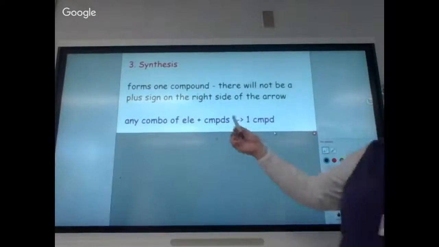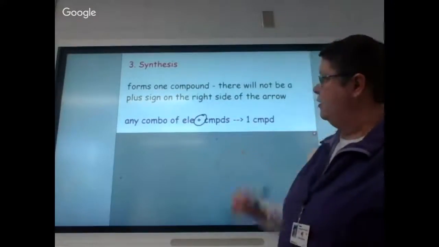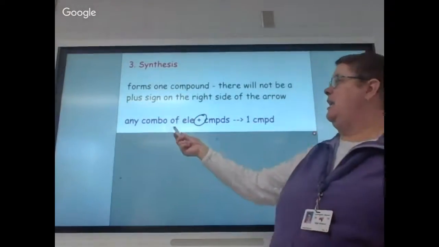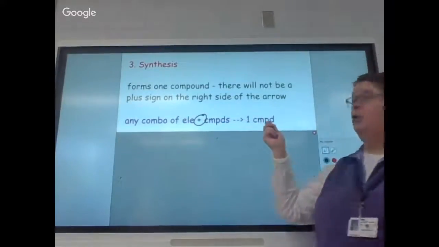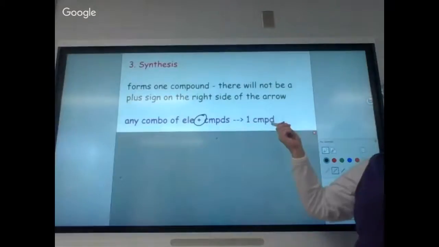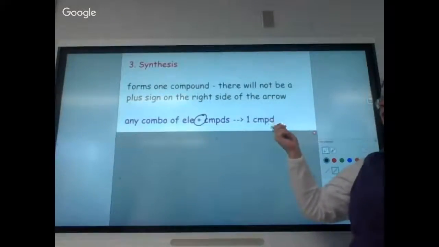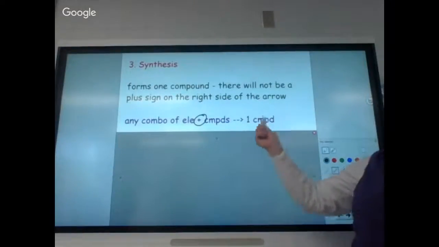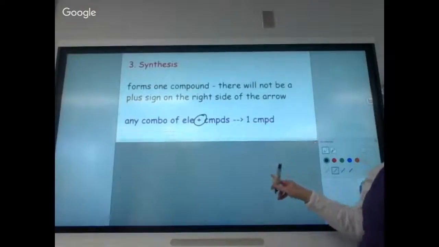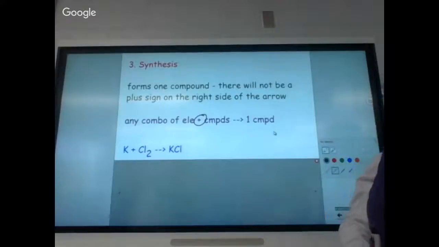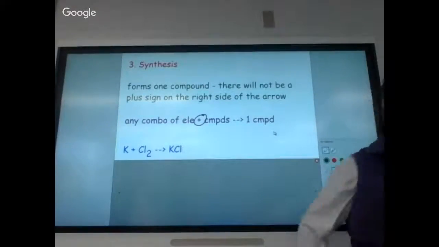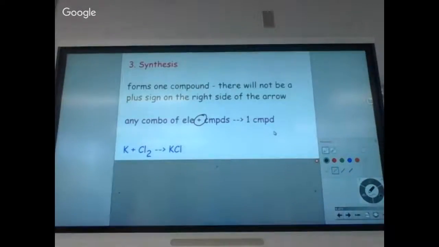Okay? You're going to have a plus sign right here. So you can have any combination of elements and compounds. But over here, you're only going to have what? One compound. You are not going to have anything with a plus sign over here. Okay? So here's an example. How many plus signs do we have in that reaction? One. Okay, you cannot have two plus signs in synthesis.